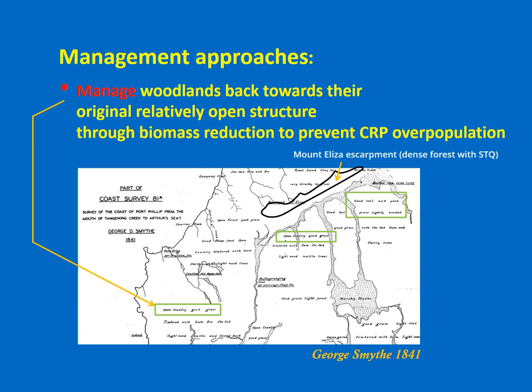He's written good country, good grass, good soil, good grass, lightly wooded, open country, good grass, timbered with gum, sheoak, lightwood, and wattle tree. There was only one area in the northwest Mornington Peninsula that had dense forest. That was on the Mount Eliza escarpment with the annotation forest land, clay soil, very scrubby, no grass.